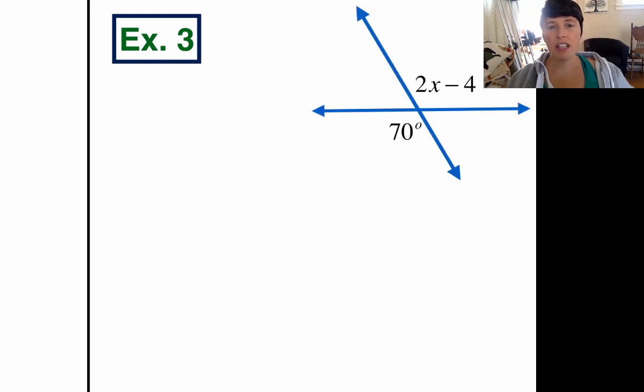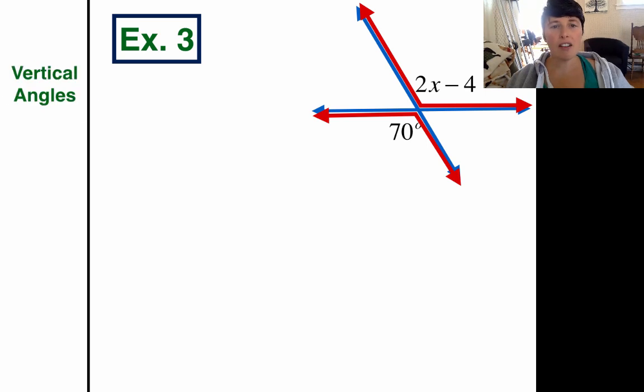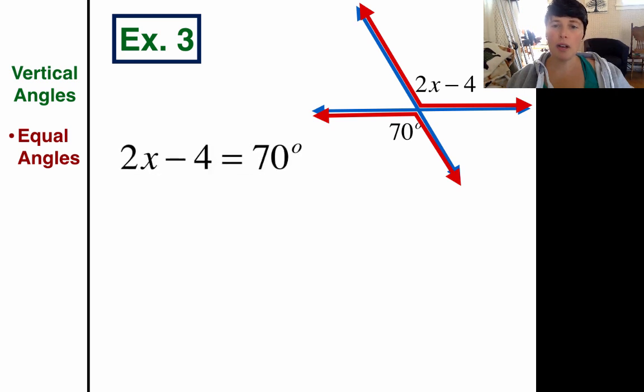And guess what? If angles are vertical, like this, right across from each other, then they're equal to each other. Vertical angles are equal to each other. So I'm going to write that down. They're vertical angles, and vertical angles are equal angles. That means 2x minus 4 has got to equal 70 degrees. I can totally solve for x.